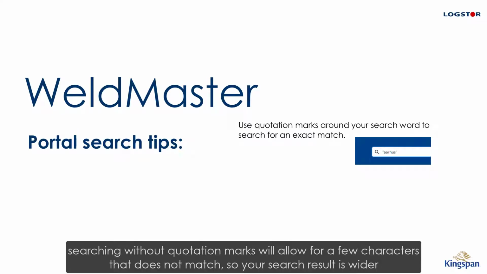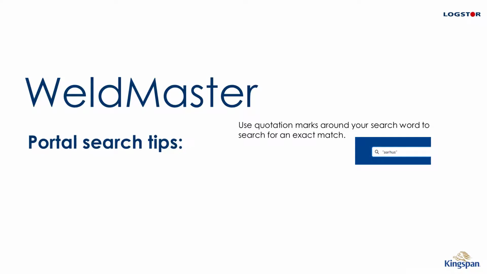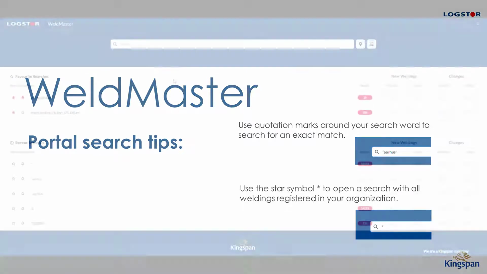Searching without quotation marks will allow for a few characters that do not match, so your search result is wider, but a help if you are not sure of spellings or a number. Use the star symbol to open a search with all weldings registered in your organization.